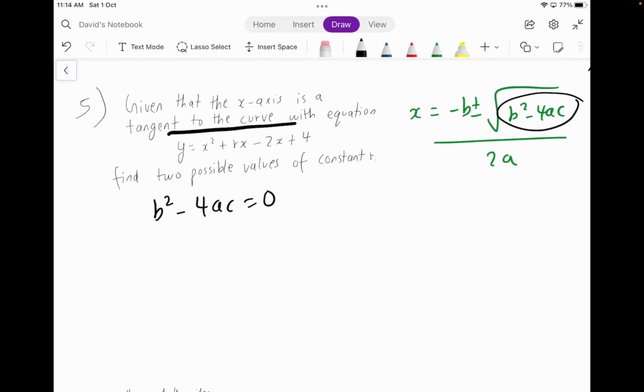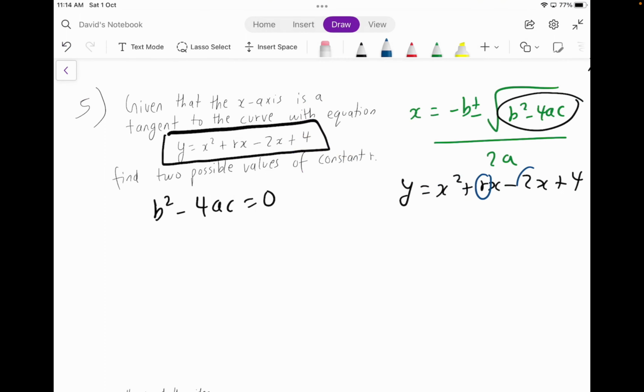Now the reason is because I'm just going to show you guys how to rearrange this equation. So you have the equation here, right? You can see that. I'm going to write it down here. y is equal to x squared plus rx minus 2x plus 4. Now I'm going to use the blue pen just to show you guys the difference. You can see the r here and you can see the 2 there, negative 2. You're going to combine and merge both of them to give you y is equal to x squared plus (r minus 2) x plus 4.